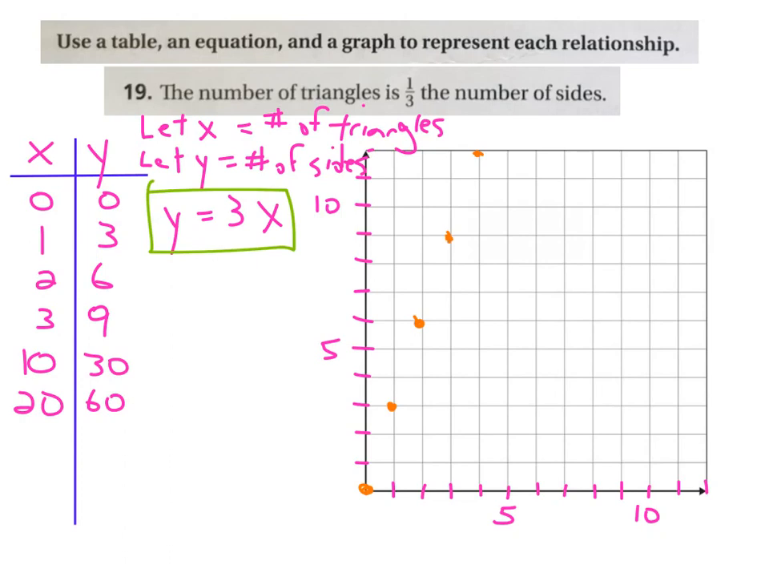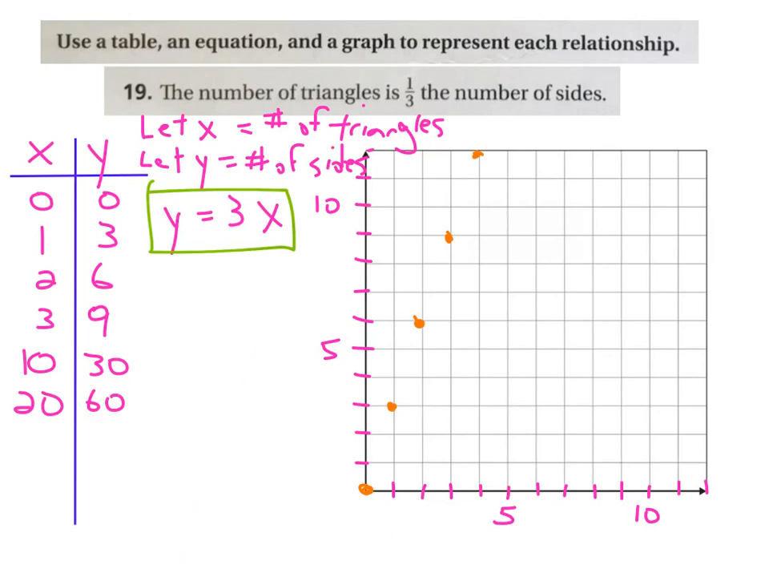And so you have these values work, but the line connecting them really isn't truly true, I guess is one way to say it, because when you have a solid line, what you're suggesting is that points in between work. You could have half a triangle and 1.5 sides, 1.5 triangles and 4.5 sides, and that's not really true. So I'm going to take that out of here. Okay, and just leave the points, but you can see that relationship as running up there like that.